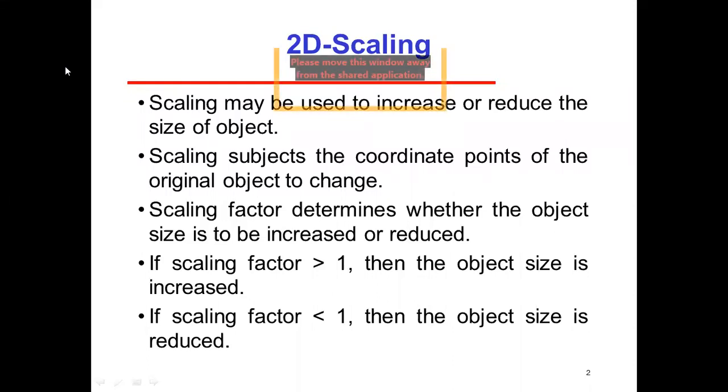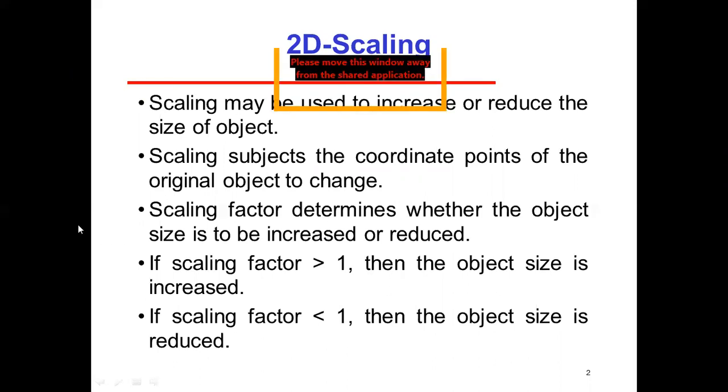First thing, scaling subjects the coordinate points of the original object to change. Again, here we are going to change the coordinates. The initial coordinates are already provided to us, and then we have to calculate the final coordinates of the object after enhancing or reducing its size. So we can apply the scaling transformation to the object or the image.